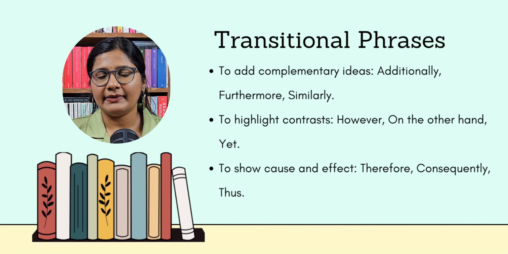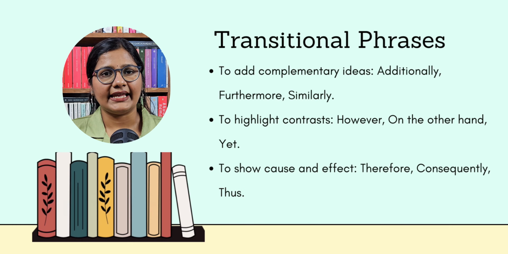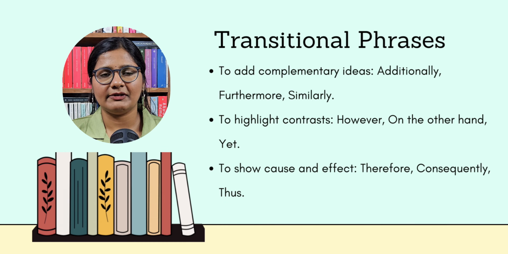To keep your answer flowing smoothly, you will need to use transitional phrases to link ideas. For instance, to add complementary ideas, use words like additionally, furthermore, and similarly. To highlight contrasts, you can use however, on the other hand, or yet. To show cause and effect, use therefore, consequently, or thus. End each of your paragraphs by tying it back to your thesis. This reinforces your argument and prepares the reader for the next point.